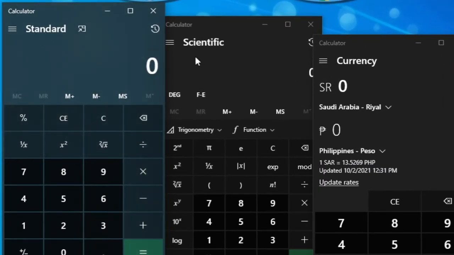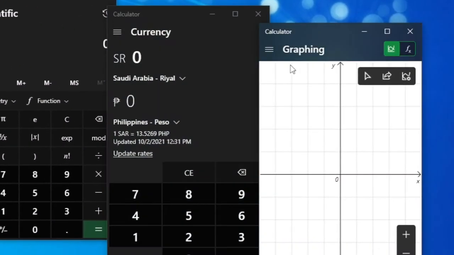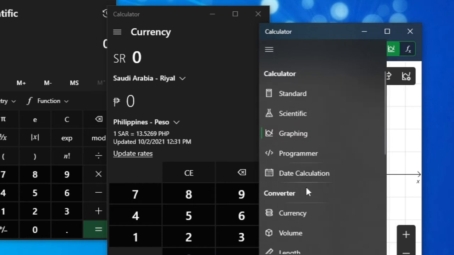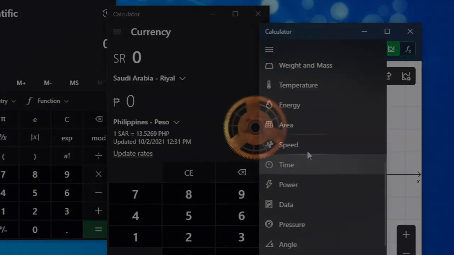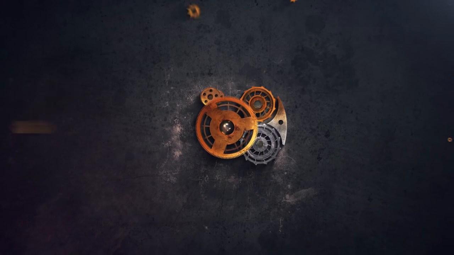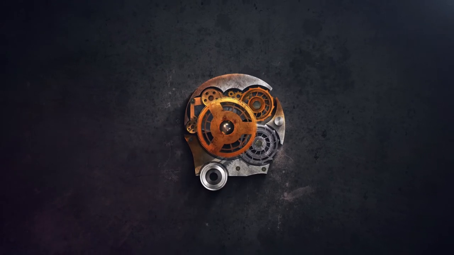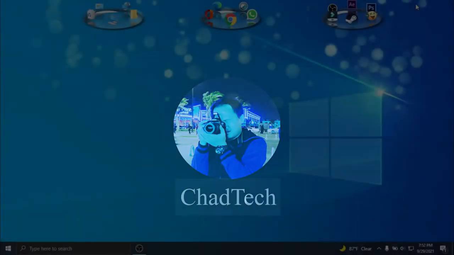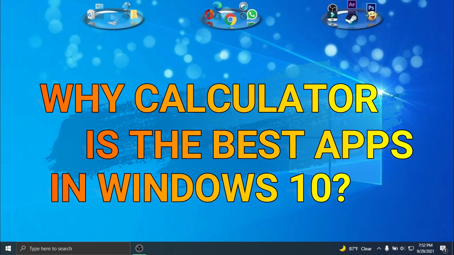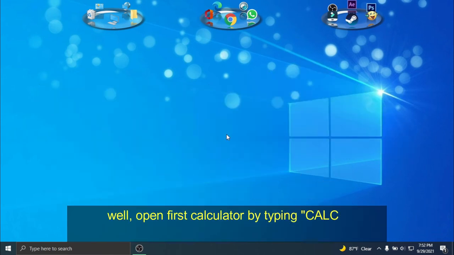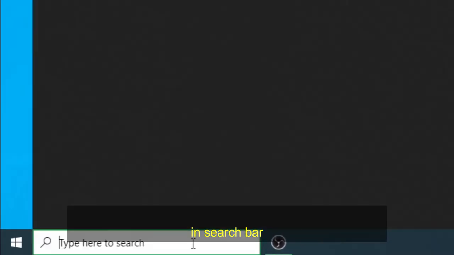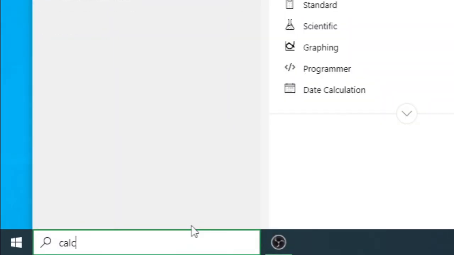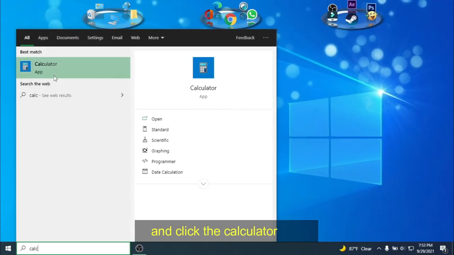In this video, you will find out that the best and most helpful application in your Windows 10 is the calculator. Why is calculator the best app in your Windows 10? Well, first open calculator by typing calc in the search bar and click the calculator app.